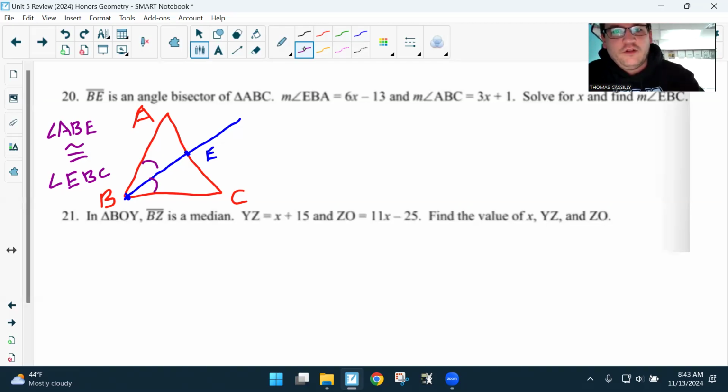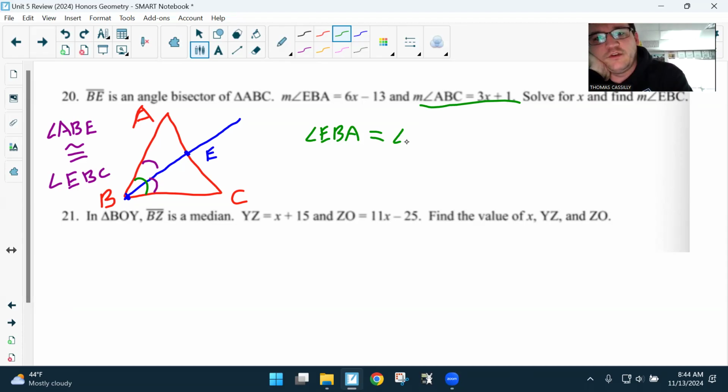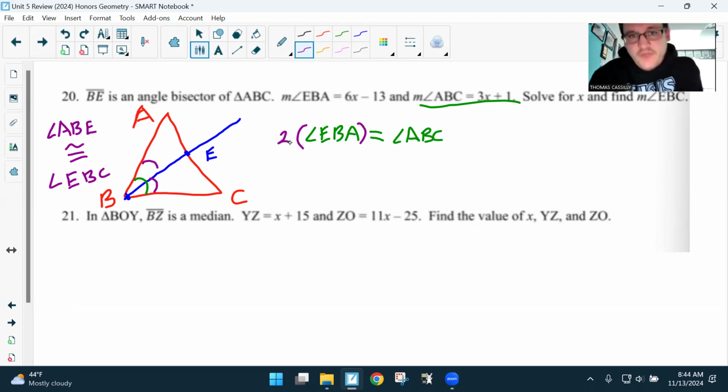That's going to be that top angle, and then ABC. Notice how ABC is the whole thing. So I cannot say angle EBA equals angle ABC. If I do this, that would be incorrect. Notice how EBA is just that top angle where ABC is the entire angle. So what do I need to do? We need to double angle EBA. So we know what EBA is. It's just this 6x minus 13.